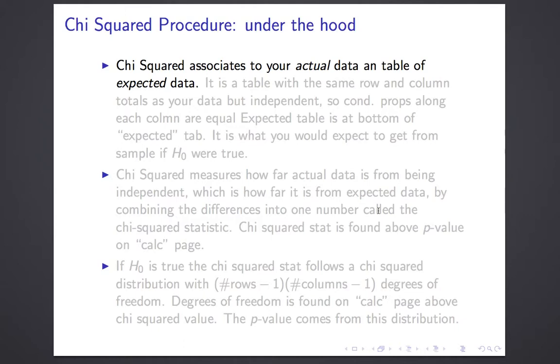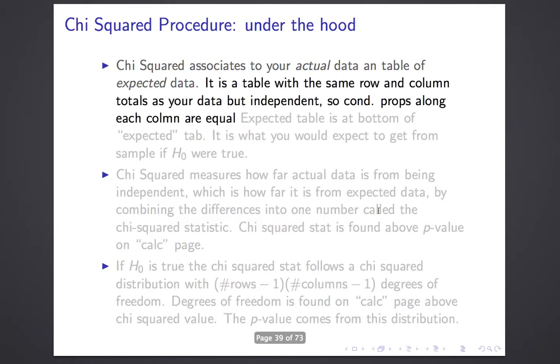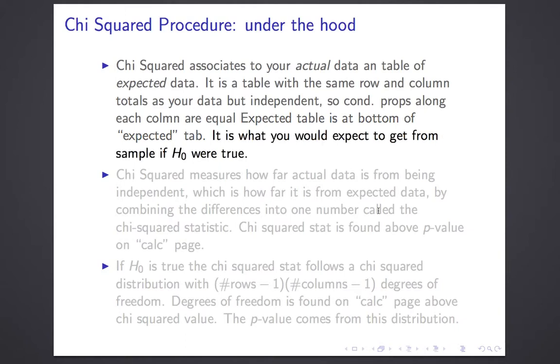The way chi-squared does that is it associates to your actual table of data a table of expected data. This is a table that has the exact same row and column totals as your data does, but the numbers are rearranged so that the variables are independent in your sample, so that the conditional proportions along each column are equal. The expected table is at the bottom of the expected tab, where I showed you. It's what you would expect to get from the sample if the null hypothesis were true. So let's take a look at that.